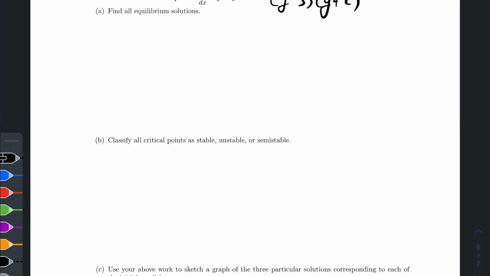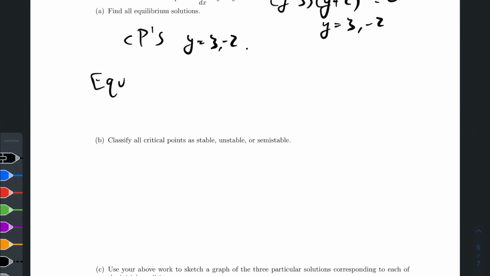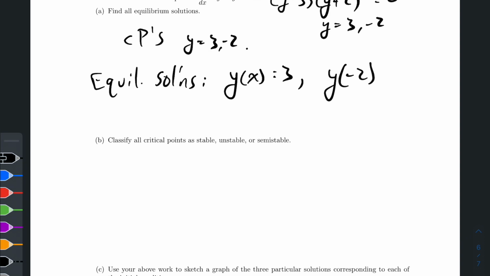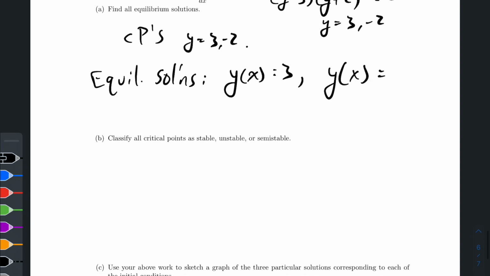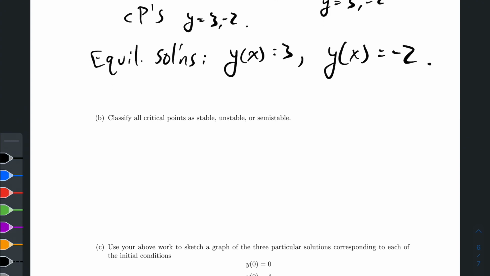And if I were to set that equal to 0, then that would tell me that y is equal to 3 or negative 2. So our critical points are y equals 3 and negative 2. So our equilibrium solutions are y or y of x equals 3 and y or y of x equals negative 2. Those would be our solutions. Classify all critical points as stable, unstable, or semi-stable. So really, we just want to draw a phase line diagram.